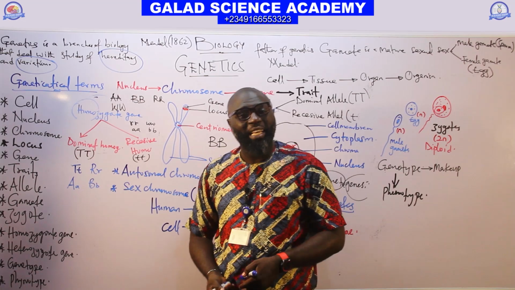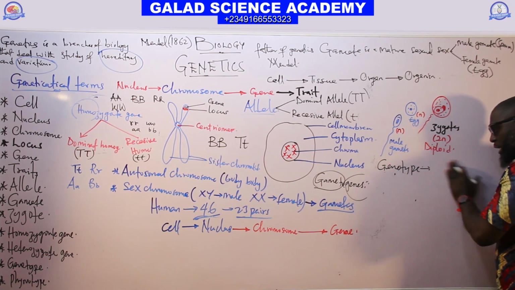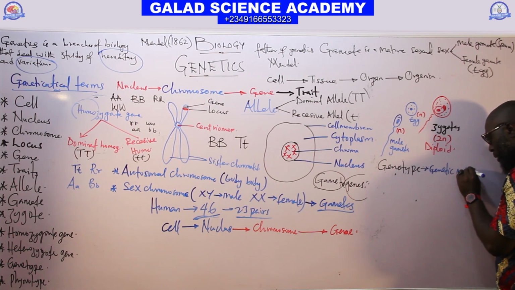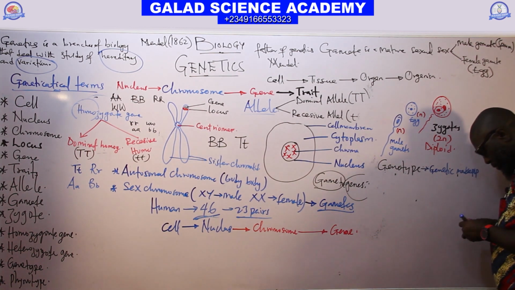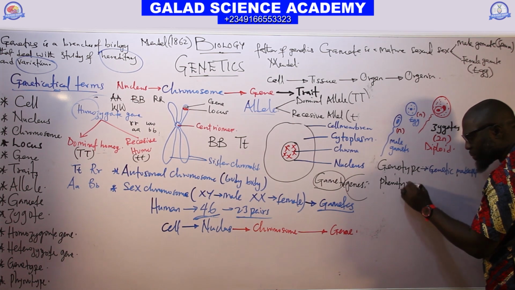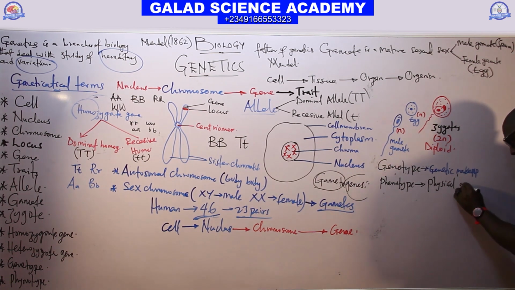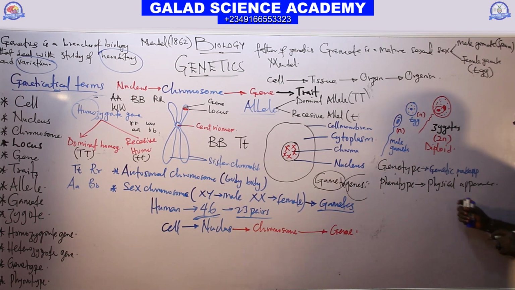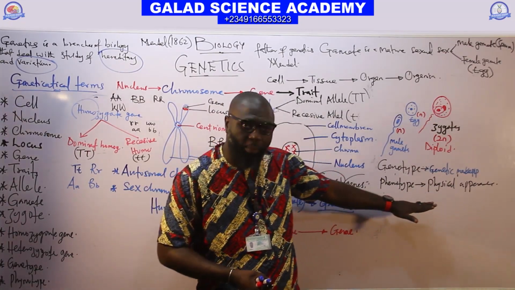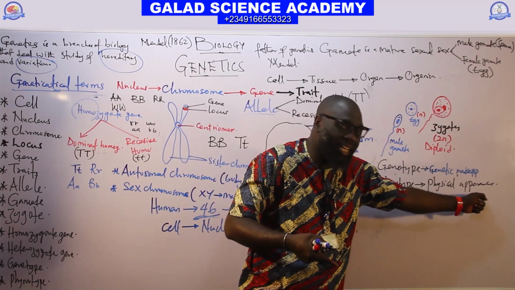The phenotype is... no, that is the outward. This is genotype. I said genotype is the genetic makeup. But look at phenotype. Phenotype is the physical appearance of a living organism. So the outward appearance possessed by a living organism is called phenotype, but the component of the gene which determines or controls the outward appearance is genotype.